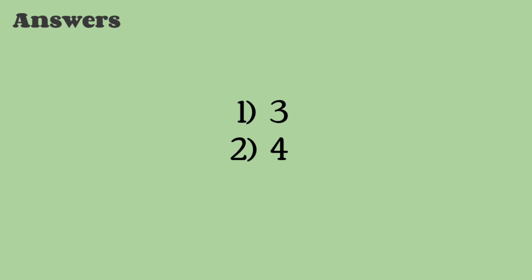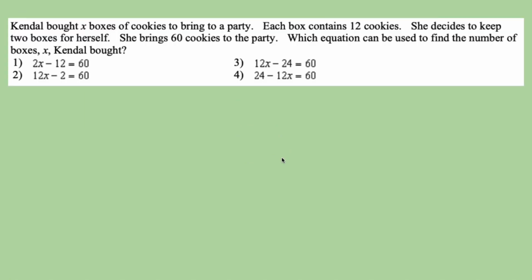Here are the answers that you should have gotten. Number 1 is 3 and number 2 is 4. So let's go over them. For the first question, it says, Kendall bought X boxes of cookies to bring to a party. Each box contains 12 cookies. She decides to keep 2 boxes for herself. She brings 60 cookies to the party. Which equation can be used to find the number of boxes X Kendall bought?